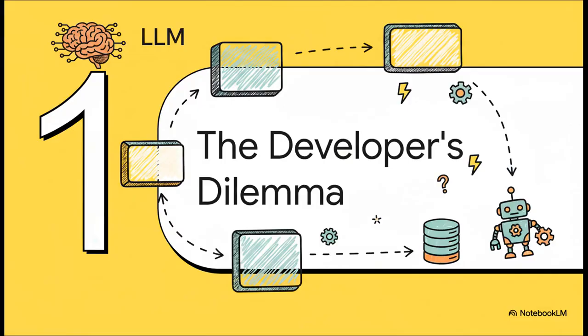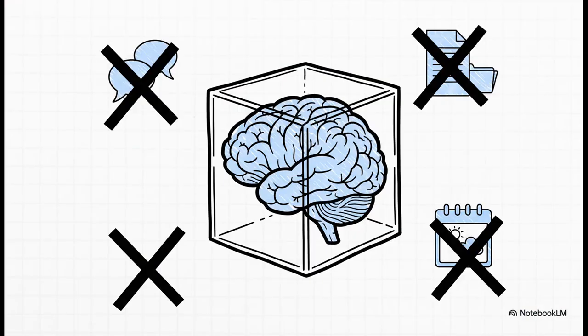And that brings us to what we could call the LLM developer's dilemma. See, the thing is, LLMs on their own are kinda limited. They're stateless, which is a fancy way of saying they have zero memory of past conversations. They have no clue about your private data, and they can't take any action in the real world. They're like a brilliant brain in a jar, totally disconnected.